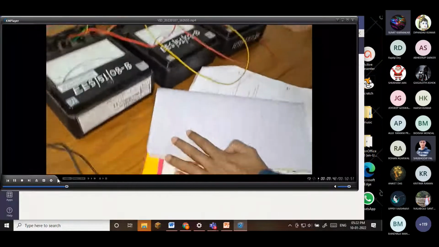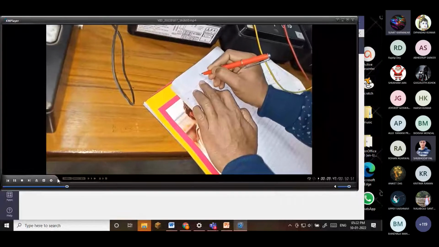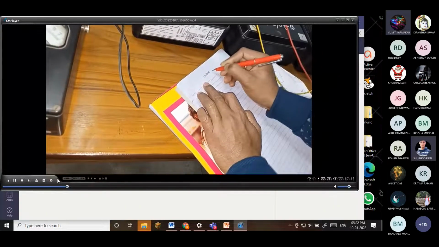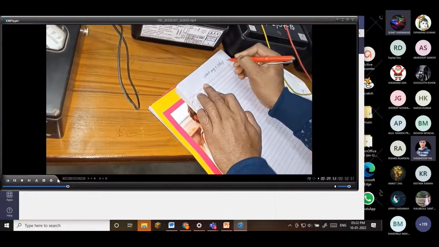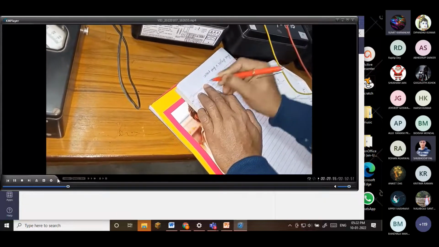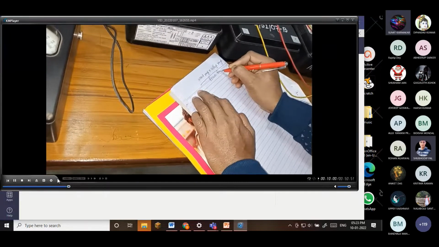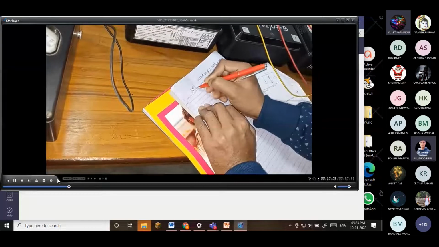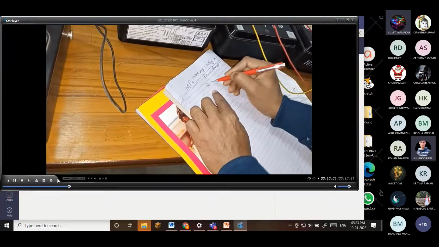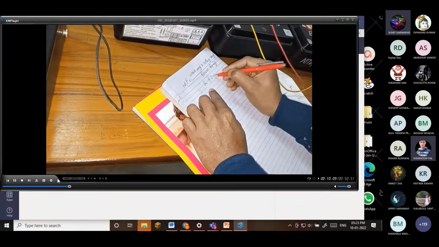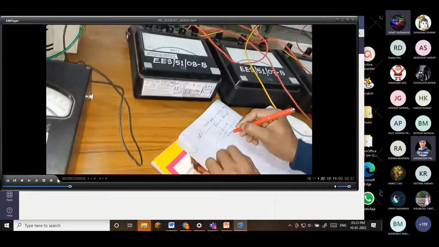Now you can see how to calculate the multiplication factor. As I told you, current range into voltage range divided by power range. This is actually the multiplication factor. Now the current range we have used is 2 ampere, the voltage range we have used is 300 volts, and the power range is 150, right?